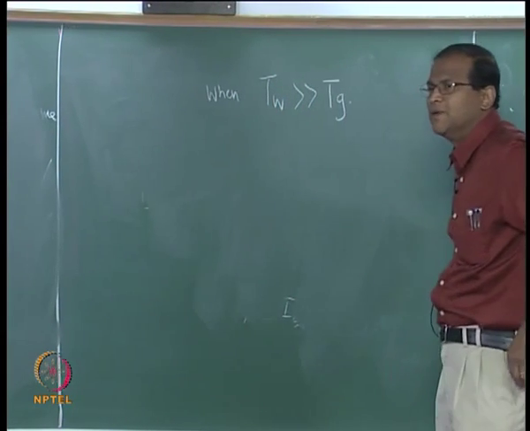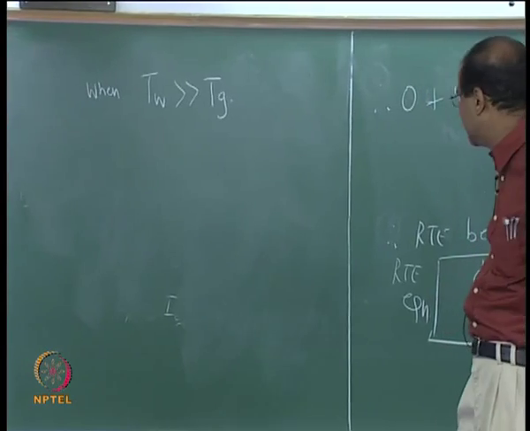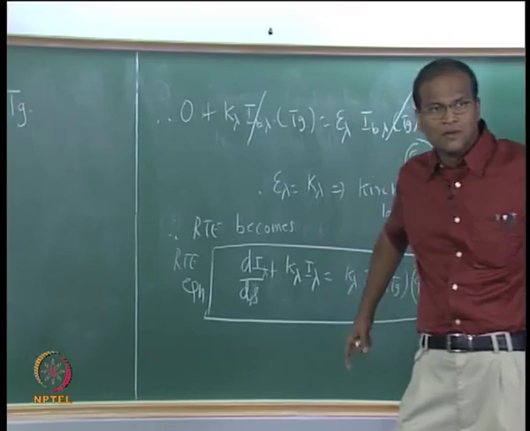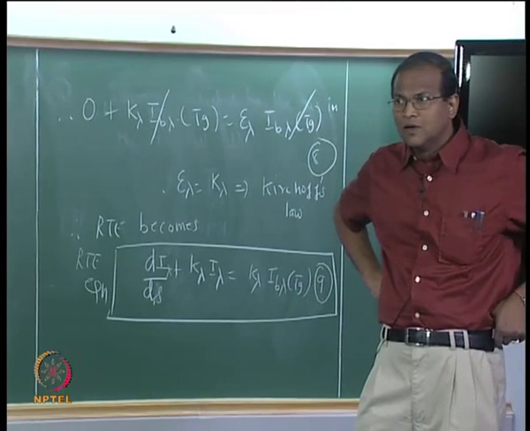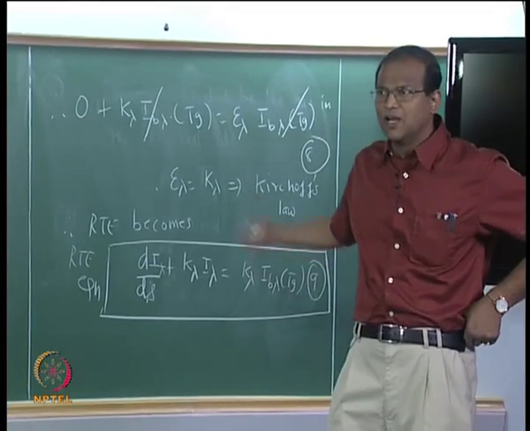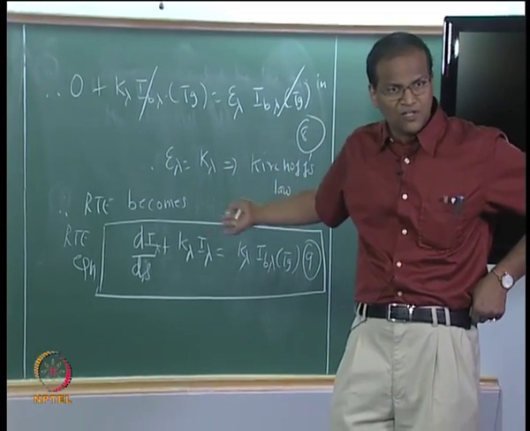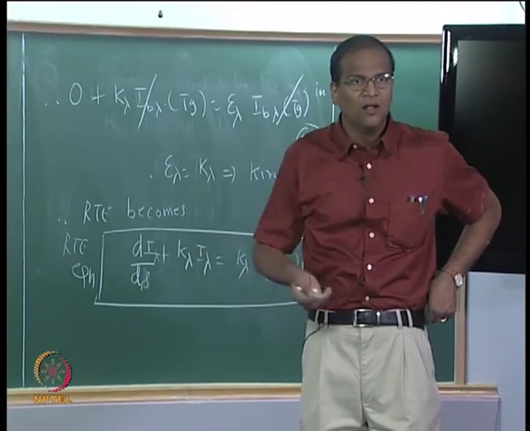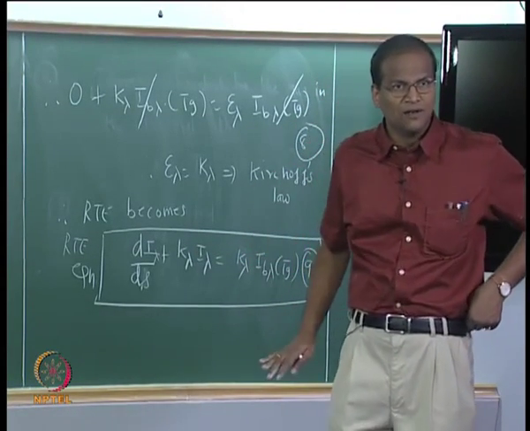When Tw is much greater than Tg, what happens to the equation? Which term can be neglected? The epsilon lambda Ib lambda of Tg is much smaller compared to the other terms in the equation, because the emission component is very small. I have a 1000 Kelvin wall and the gas is only at 300 Kelvin, okay.